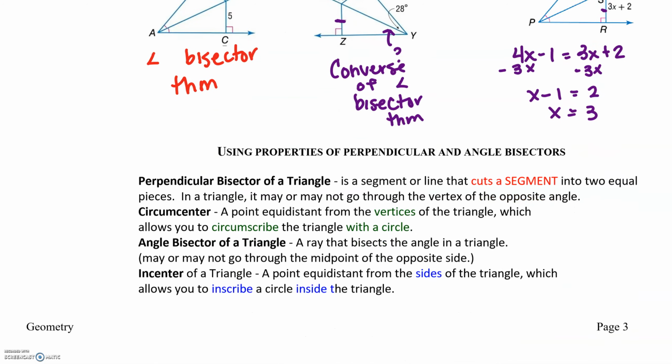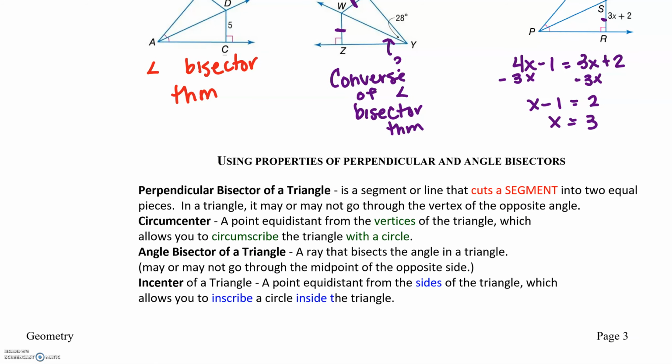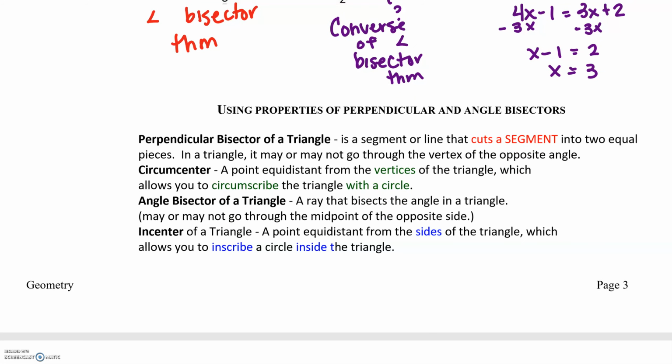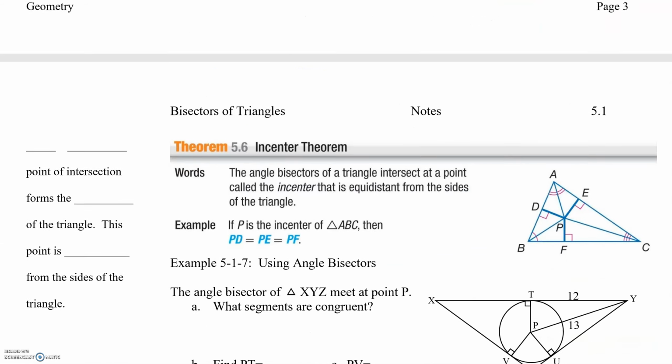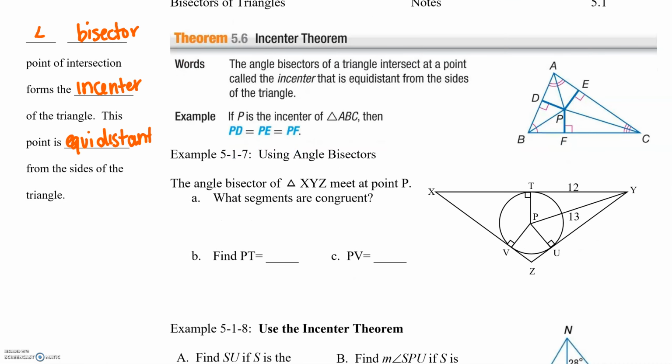Go ahead and read through some of this vocab. Much of it you already know, but in-center is our new word, where they are equidistant when it is an angle bisector. So that's what we're going to look at next. The angle bisectors meet at the in-center, and it's equidistant from the sides of the triangle. So I think of the center of the circle that's inside, so we have another kind of circle. These are the radii, which make them all the same. So PT is equal to PU, which is equal to PV.